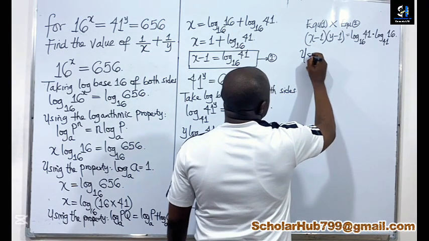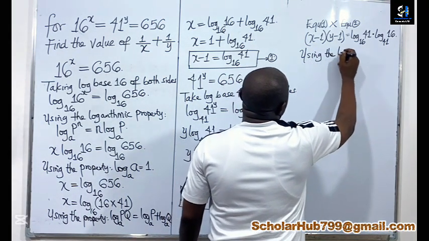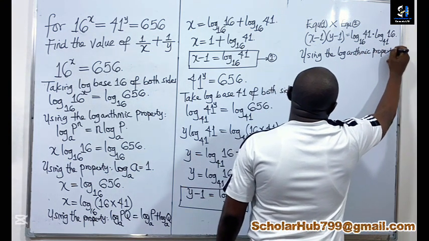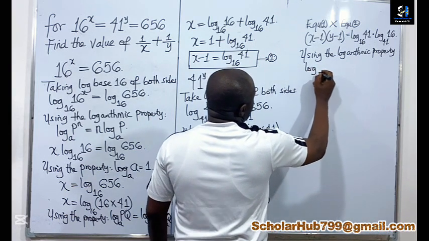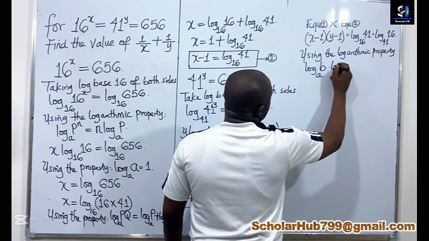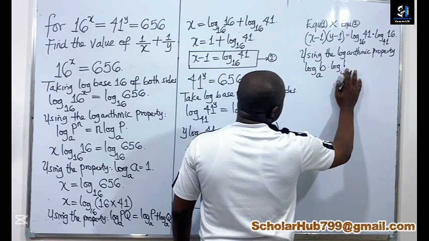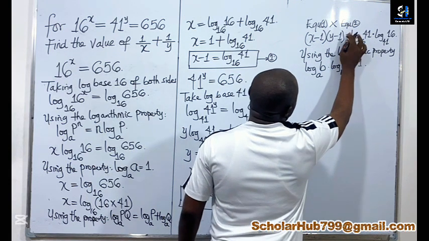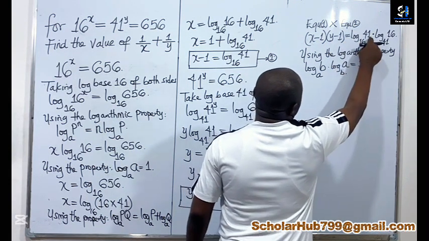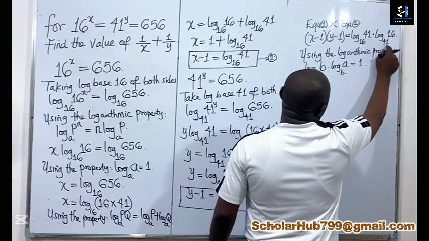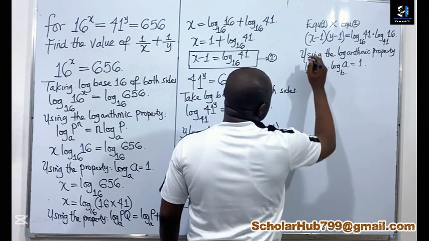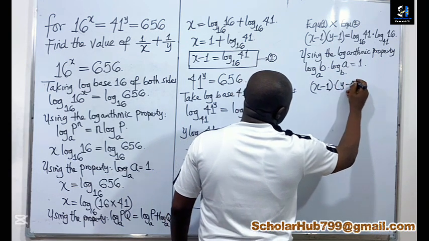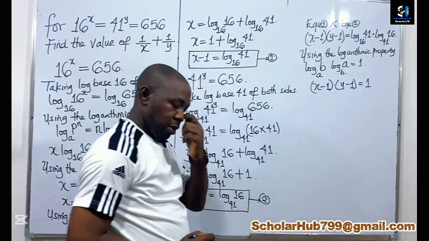That is using the logarithmic property: log base a of b multiplied by log base b of a equals 1. So log base 16 of 41 multiplied by log base 41 of 16 will be 1, which means x minus 1 multiplied by y minus 1 is equal to 1.